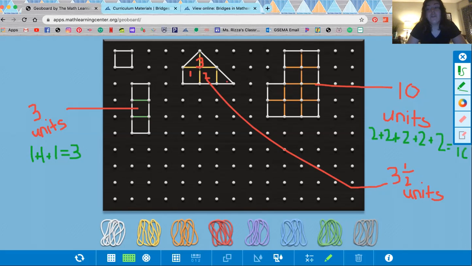Now, if you remember multiplication from way back when we worked on it a little bit at the beginning of the year, you could also write this as a multiplication sentence. Remember, I'm going to take the number I have, so I have 2 is the number I'm counting by, and then I'm going to count how many 2s. 1, 2, 3, 4, 5. So 2 times 5 also equals 10.